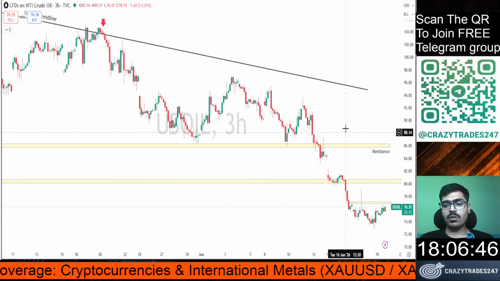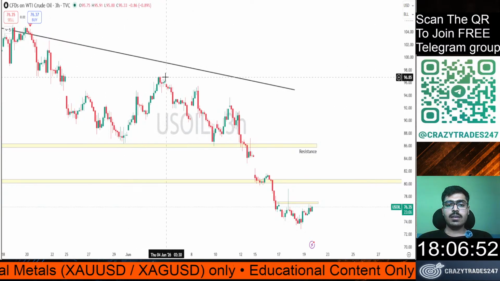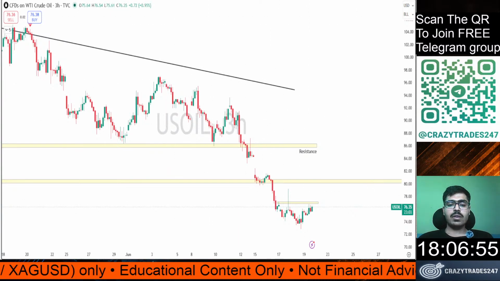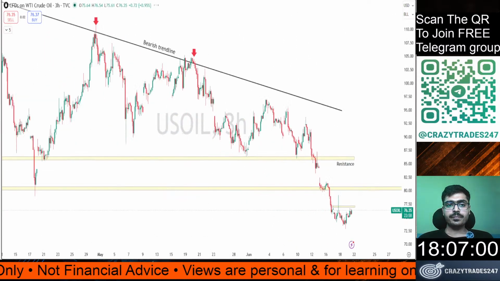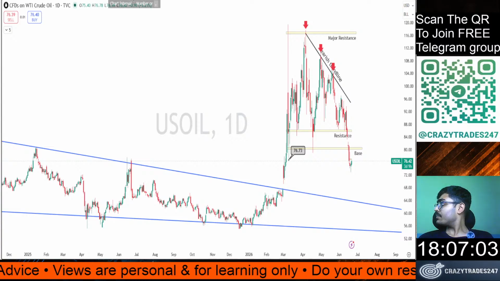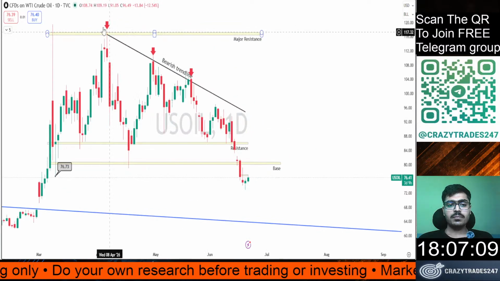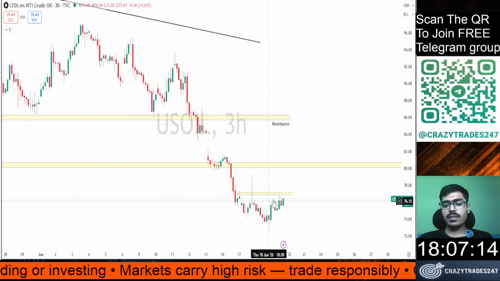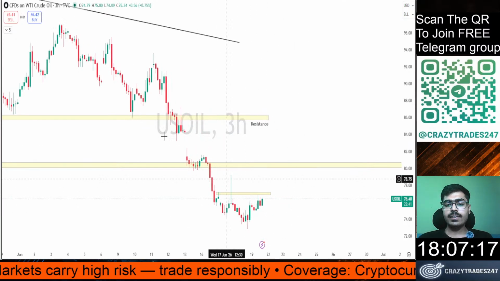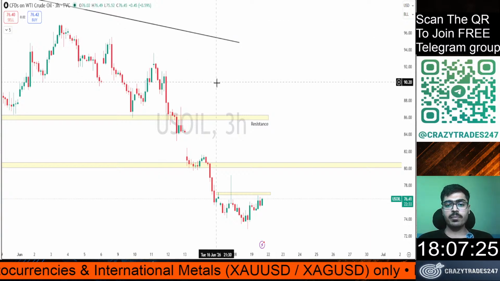But this problem is almost sorted now. US and Iran were about to sign a peace agreement today. I don't know what happened to that. We'll find out after some time. After this steep downfall, we were expecting a pullback till this level of 80. And I have discussed this in our afternoon live stream, which we start from 12 p.m.